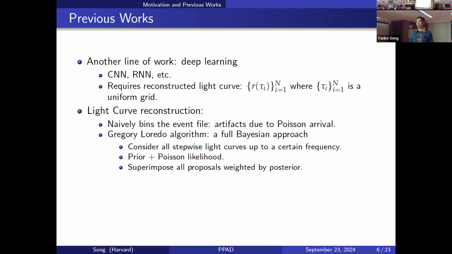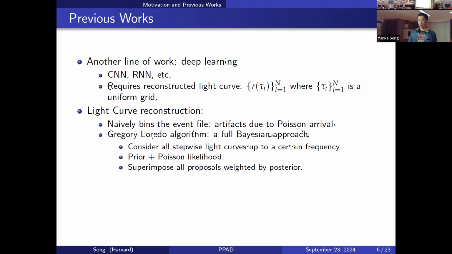I first consider all these stepwise light curves up to a certain number of steps, meaning that it considers all the hypotheses containing a constant light curve, a two-step light curve, a three-step light curve, all the way to the computational limit, which is usually 20-ish stepwise light curves. It gives a prior for all these hypotheses, and it computes the Poisson likelihood for all these hypotheses, which gives you a posterior. Then it superimposes all these hypotheses weighted by their posterior.